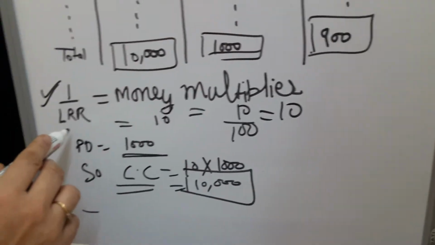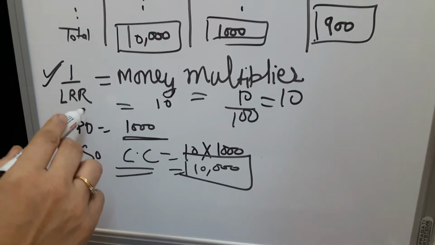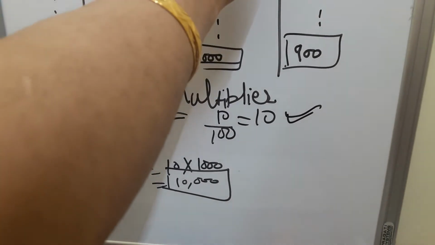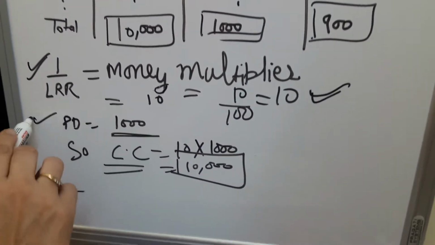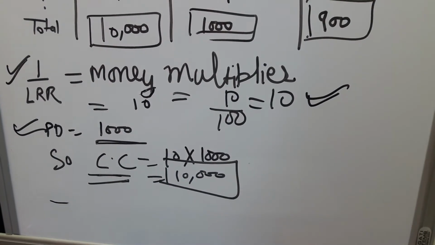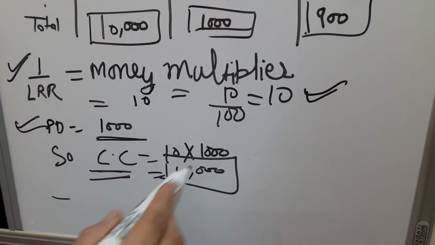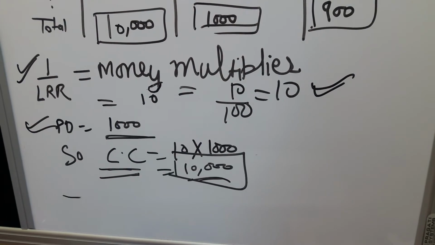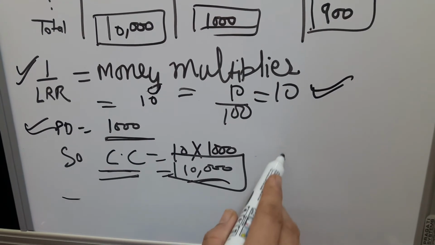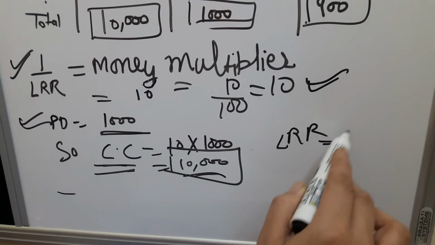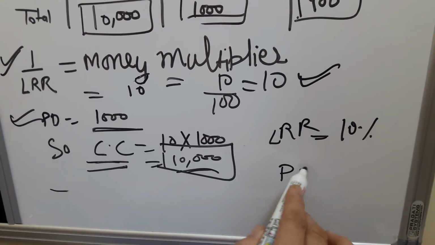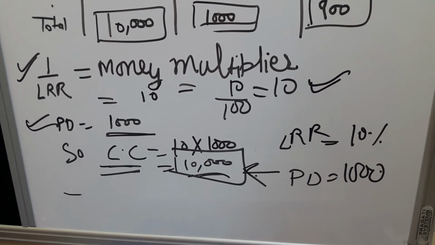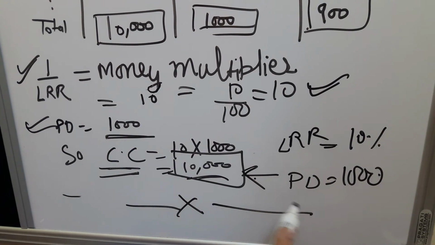Now 1 upon LRR, our LRR was 10%, so 1 upon LRR becomes 10, and our primary deposits was 1000, so our credit creation according to the formula of 1 upon LRR into primary deposits becomes 10 into 1000, which is 10,000. So total credit creation in this economy, where our LRR was 10% and our primary deposits were 1000, will be equal to 10,000. I hope it is clear to you.